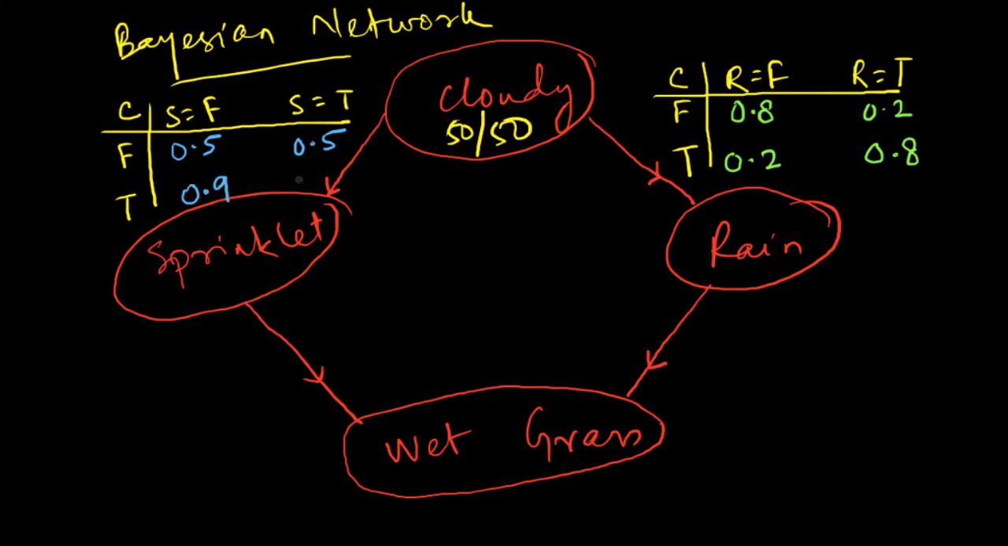But in case your grass is very dry and it needs to be watered, then even when the weather is cloudy, sometimes you may switch on the sprinklet, because of which we are giving it a non-zero probability. So this gives us complete information as far as our Bayesian network is concerned about these two edges and this node as well. Now we need to have a table which models this relationship, the causal relationship between the rain and sprinklet and the wet grass. So let's draw that table next.